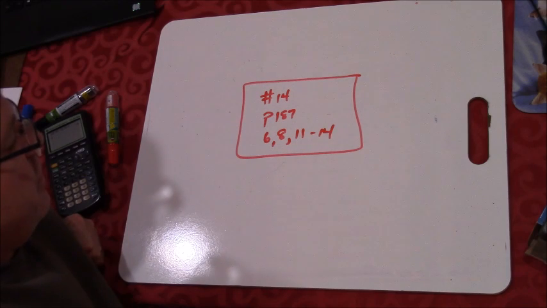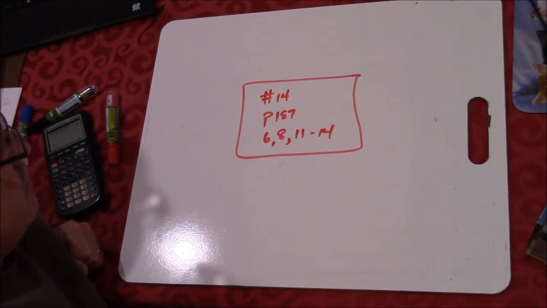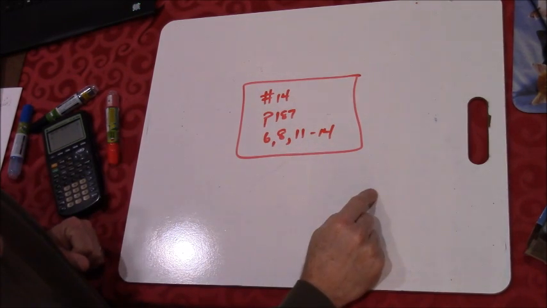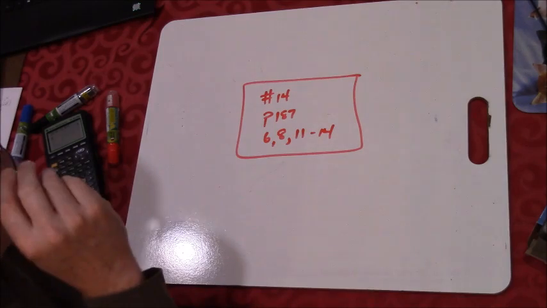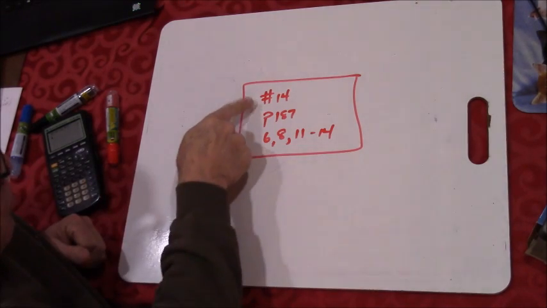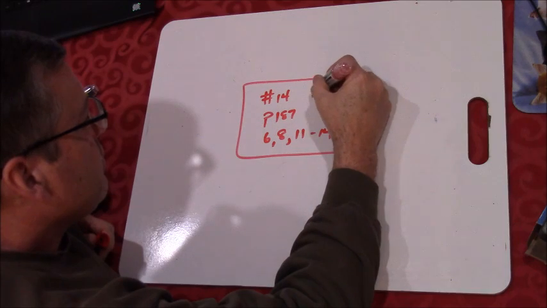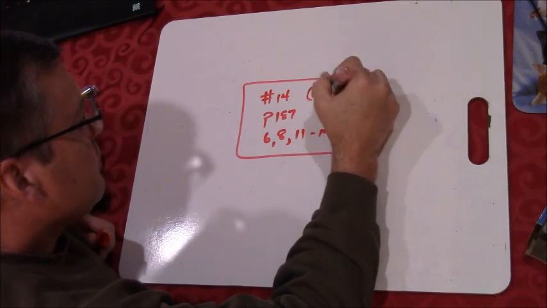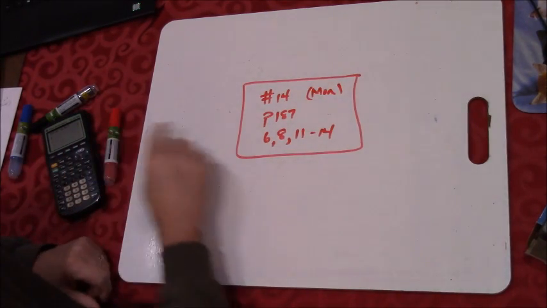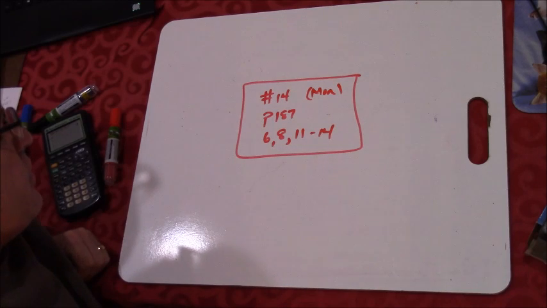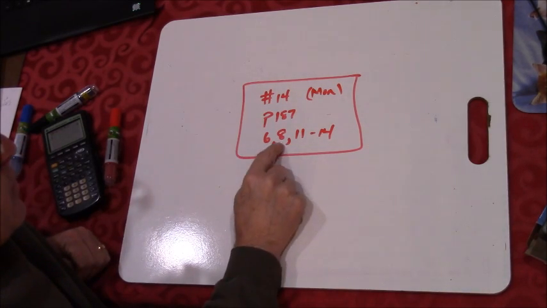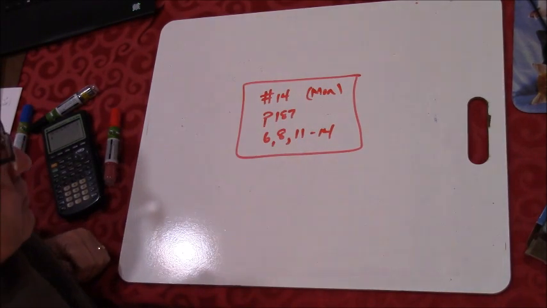All right, so here's our homework assignment for tonight. Not a super long assignment, but these problems aren't quick either. They take a little bit of time to get through. So we're on week 14. This is our Monday piece. And we're on page 187. And we're going to do number 6, number 8, and then 11 to 14.